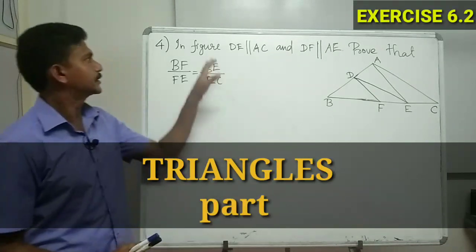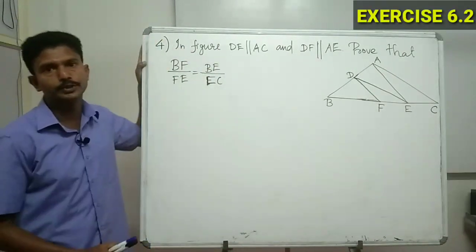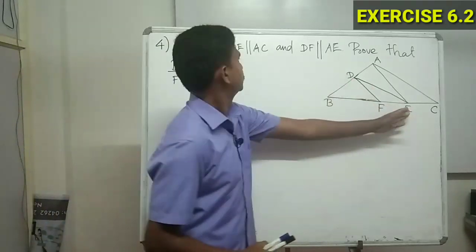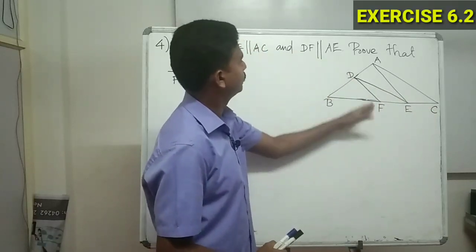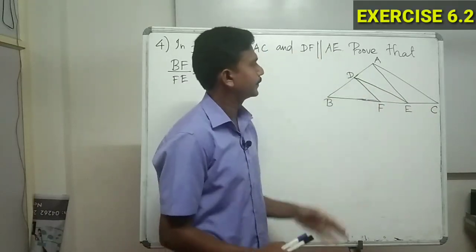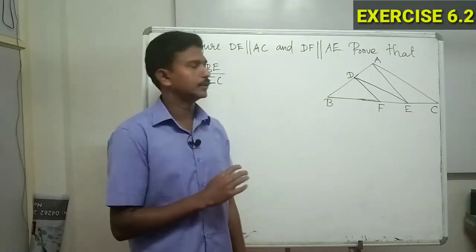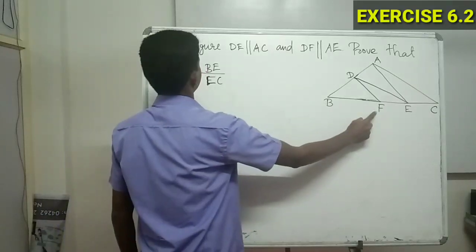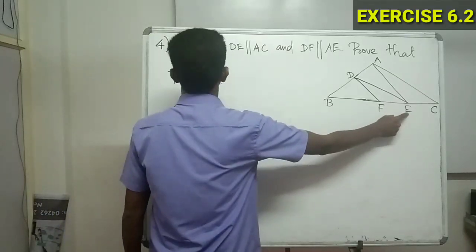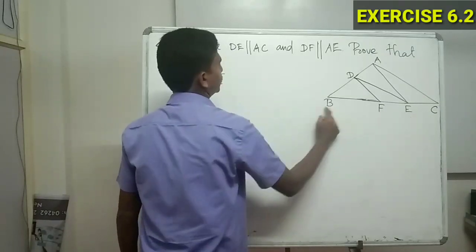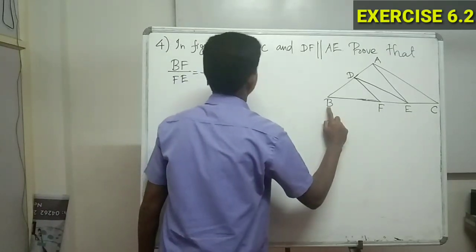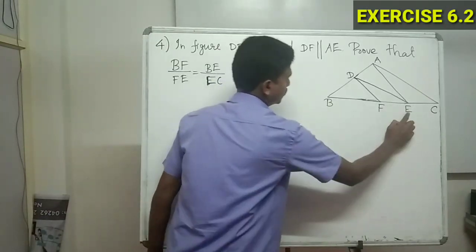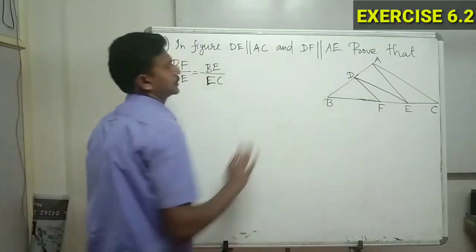Fourth question of the exercise, 6.2. In the figure, DE is parallel to AC and DF is parallel to AE. So a figure is given like this. From this we have to show that BF by FC is equal to BE by EC. The question does not say anything else about this.